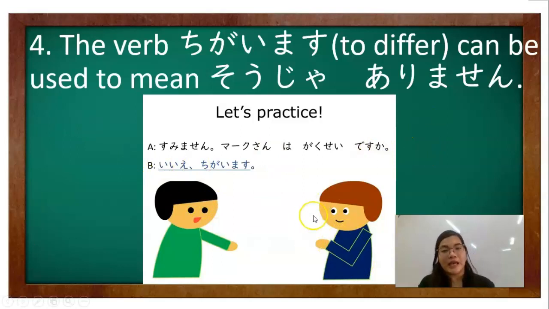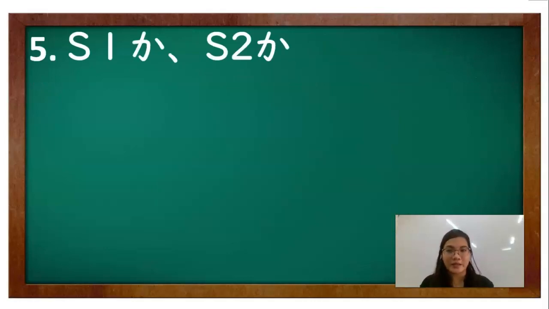Okay, so that's it for how to use so ja arimasen as chigaimasu. So generally or mostly, iie chigaimasu is actually used, or you can hear it, in daily conversation. Okay. And now let's proceed to the next, okay?